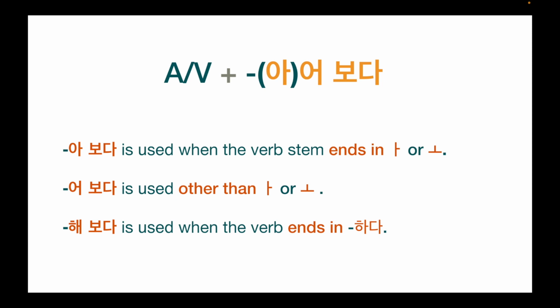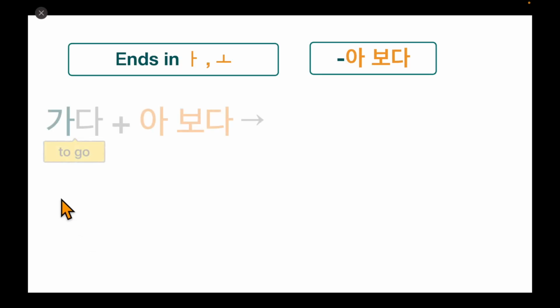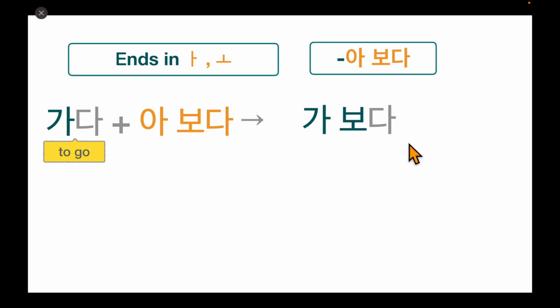If the stem ends in a or o vowel, we add 아보다. Otherwise, we add 어보다. However, if the stem ends in 하다, we add 해보다. Let's take a look at the verb 가다, which means to go, and it ends in the vowel a. In this case, we add 아보다 to the stem, creating 가보다.